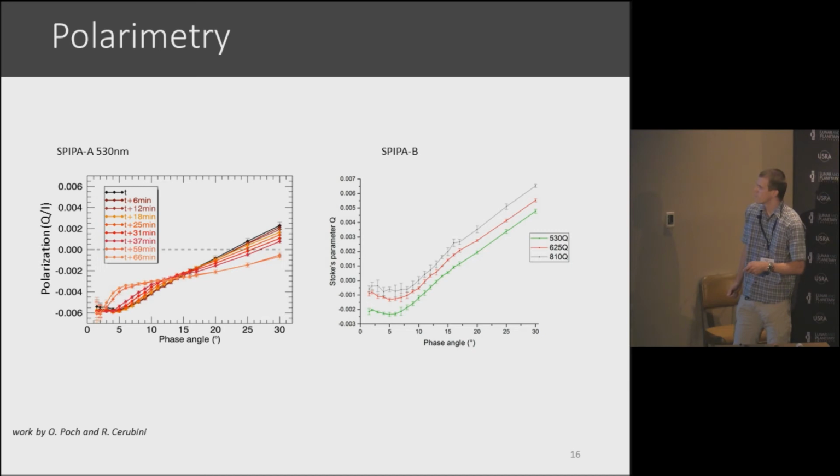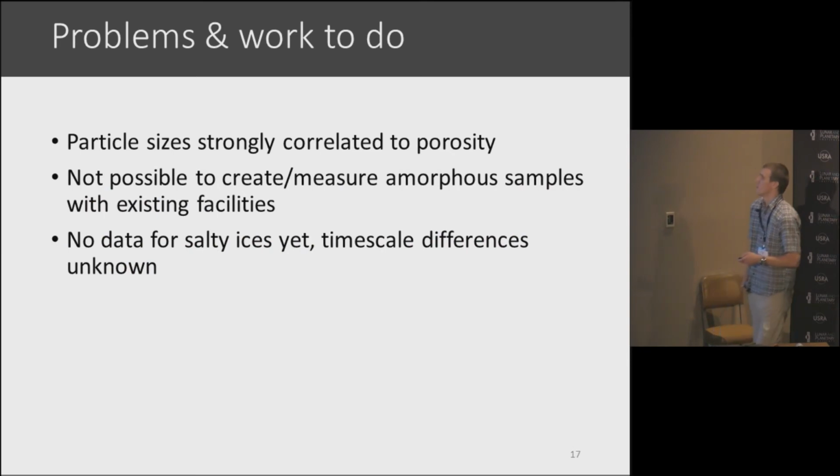So in polarization, what you see by sintering is that this minimum of negative polarization changes with time. The linear part here is slightly bending over time, but not as prominent, and it's quite highly wavelength dependent. So what are the problems?